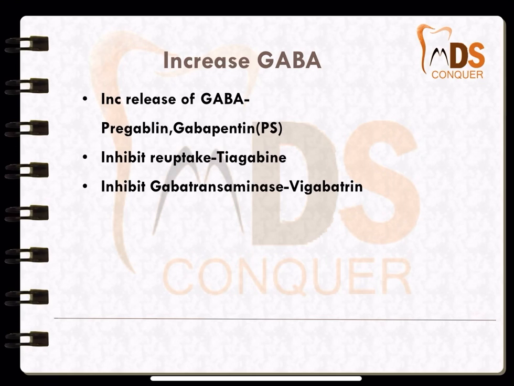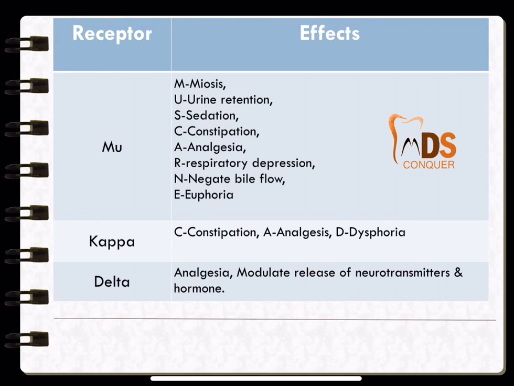Next, to increase the GABA, pregabalin and gabapentin; to inhibit the reuptake, tiagabine; and to inhibit the GABA transaminase is vigabatrin. Okay, so these are nothing but the antiepileptics.